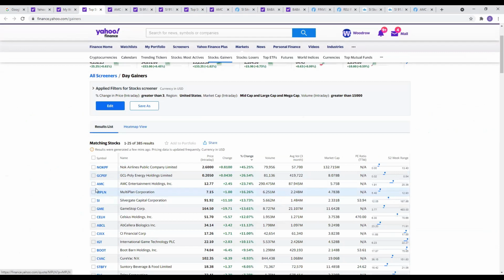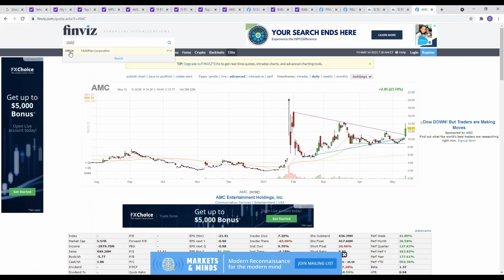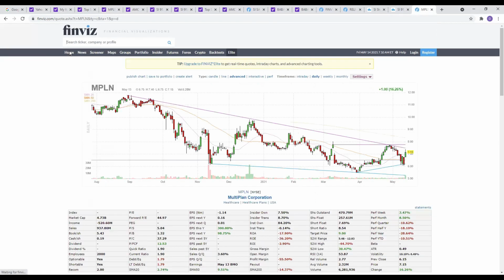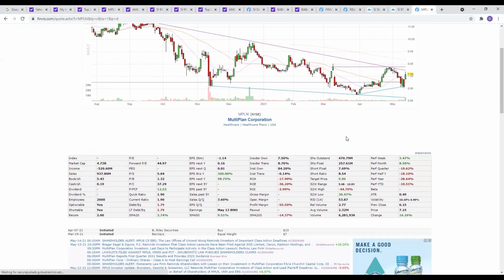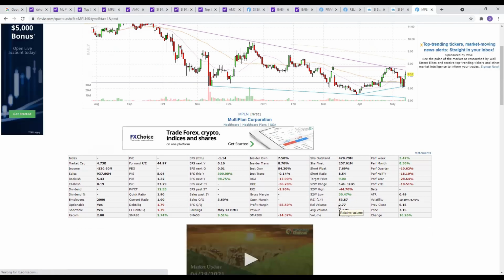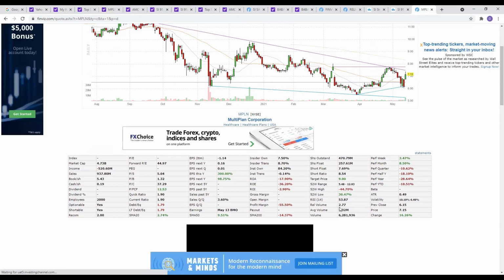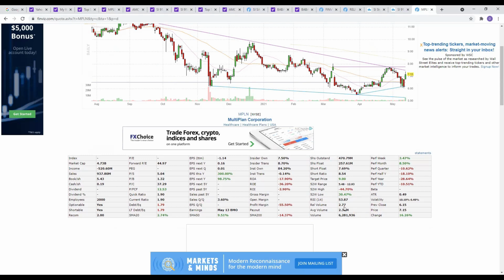MPLN, Multiplan Corporation. Their stock is selling at $7, and it's up by 16%. To find the relative volume, I am going on FinViz. Your relative volume should be greater than 2. The relative volume is 2.77, so this stock is trading at 2.77 times what it normally trades at.